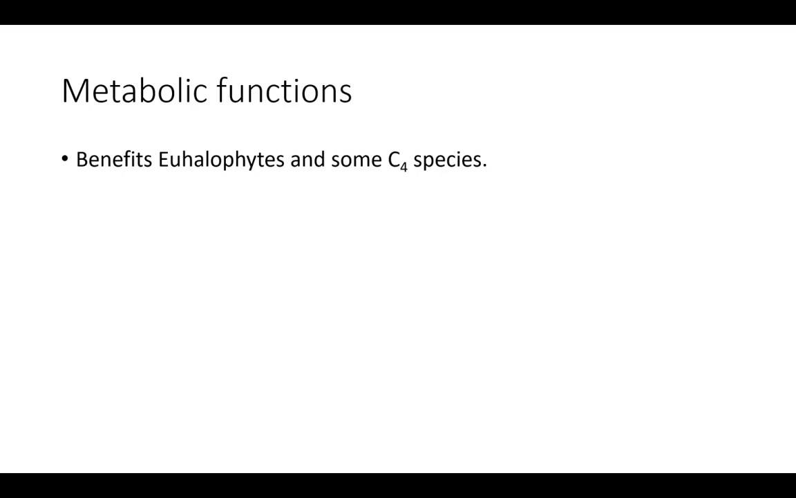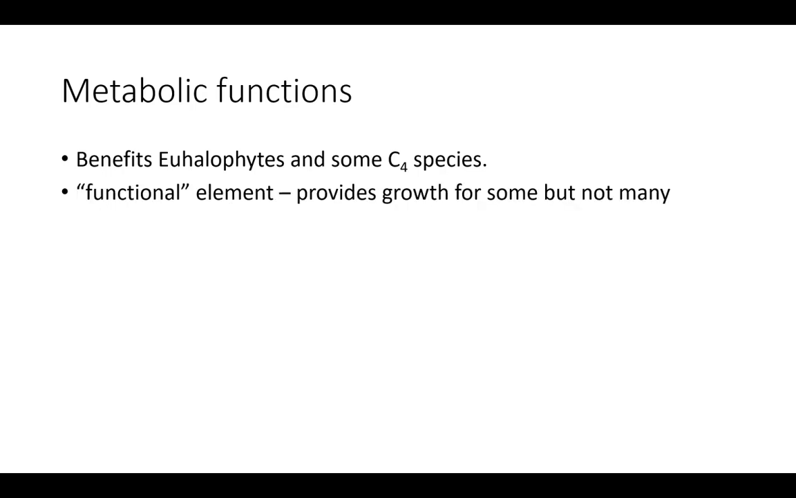Remember, C4 species are those that do C4 photosynthesis, where the first stable intermediate is a 4-carbon sugar instead of a 3-carbon sugar. These euhalophytes and some C4 species benefit from salt or sodium chloride. These plants have adapted to drier, more light-intense environments and environments where salt is always present. Salt could be considered a functional element for these because it provides growth for some, but not for everything.